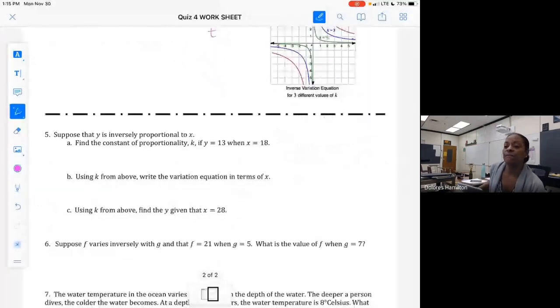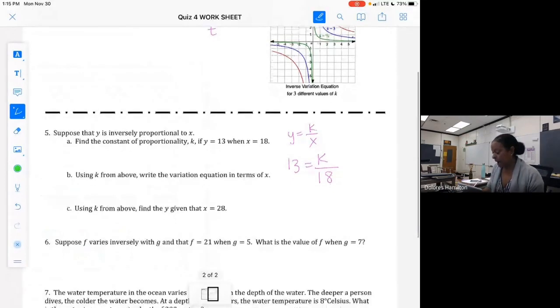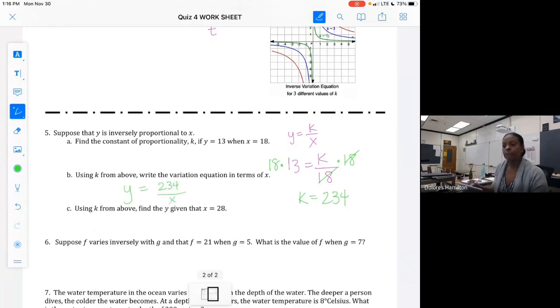So if I looked at example 5, they're telling me that y is inversely proportional to x. Immediately I write that down. Then they're asking me to find k when I know x and y. So I plug those in and I get 13 equals k divided by 18. Now I want to get k by itself, so I'm going to multiply both sides by 18. And I get that k is 234. Then if they're asking me in B to write the equation, I now replace k with what that equals, 234.